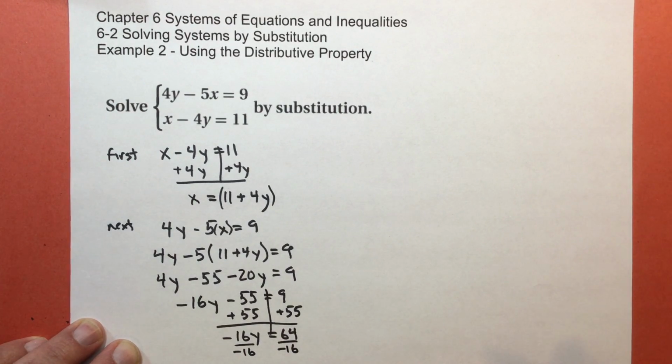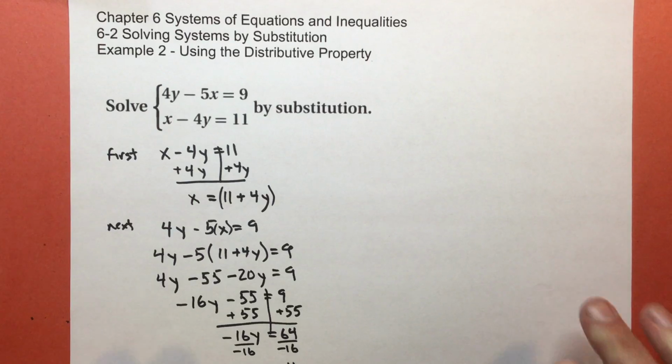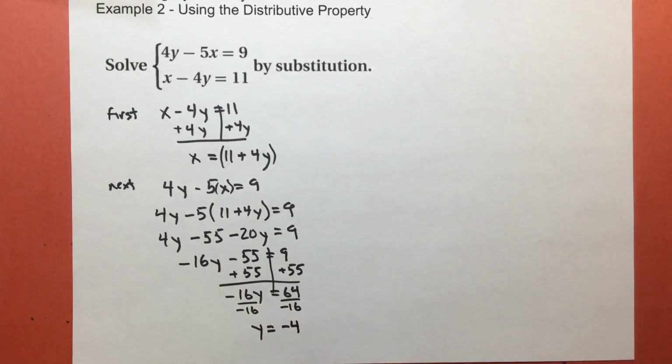Now you're probably thinking, I need a calculator. If you want to use a calculator, that's fine. 64 divided by -16 though, this is -4. So there's my first number. Whoops, move that up so you can see it. There's my first number, which is -4.